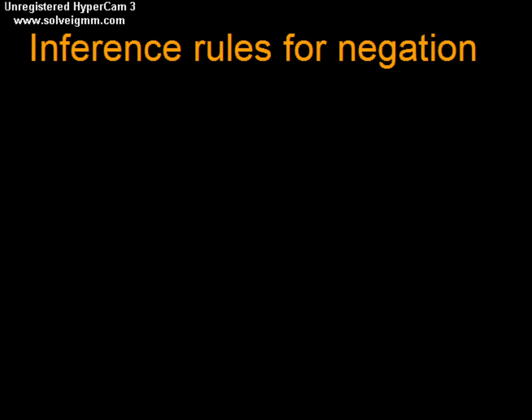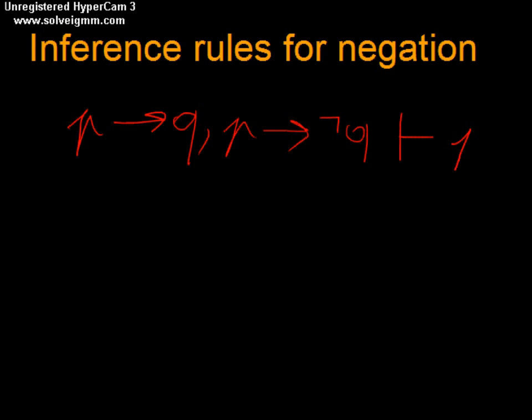The first three inference rules involve negation. Firstly, the inference rule that lets us introduce negation. It says that if P implies Q and P implies the negation of Q, then we can always infer that not P holds. So P and Q should here be interpreted as well-formed formulas. And this actually allows us to do proofs by contradiction. So this is the first inference rule.